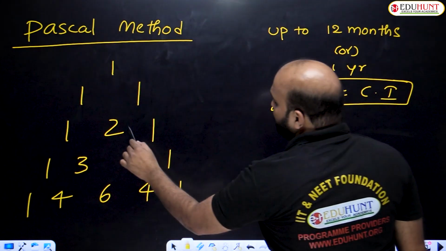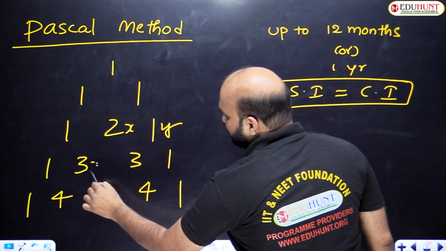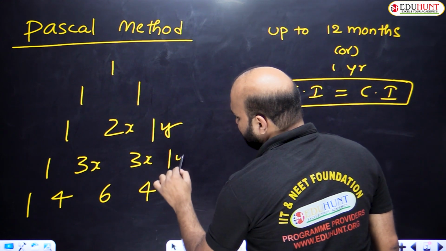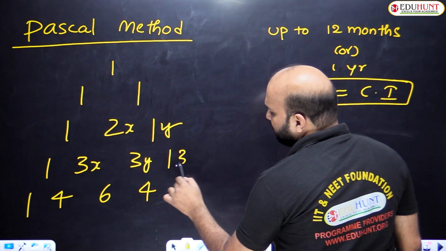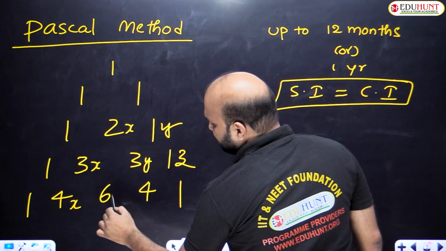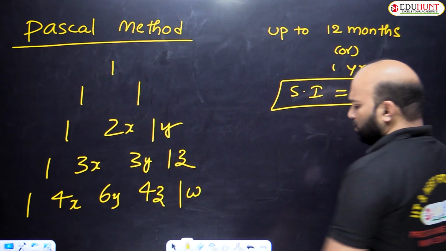So clearly, the 2 years formula is 2x plus y. The 3 years formula is 3x plus 3y plus z, with 3 variables taken. The 4 years formula is 4x plus 6y plus 4z plus w. This is a shortcut method for compound interest.